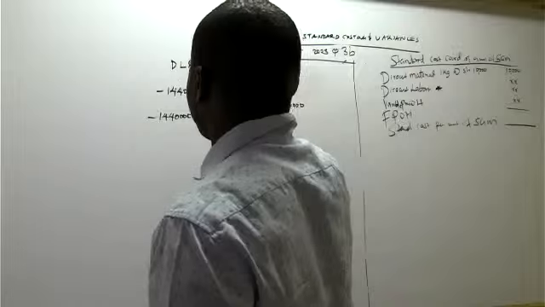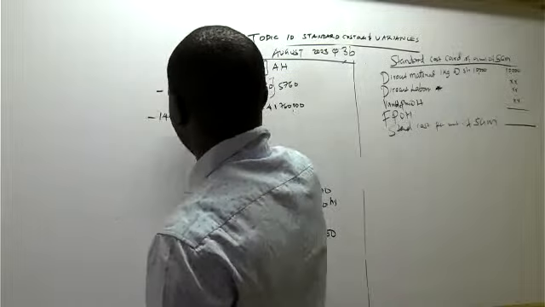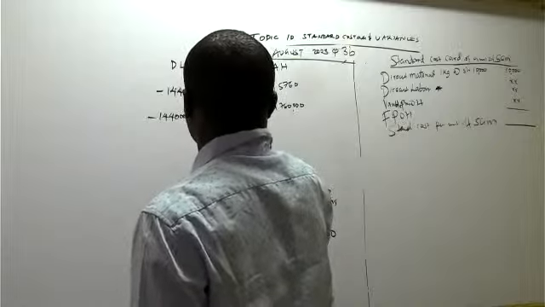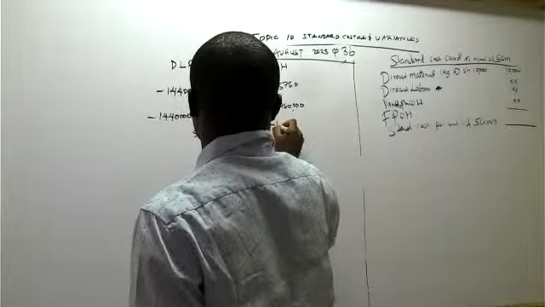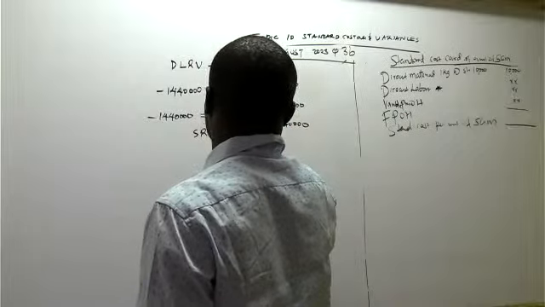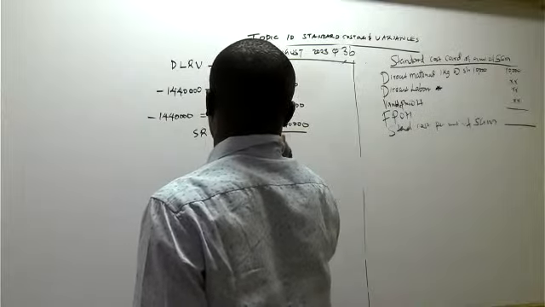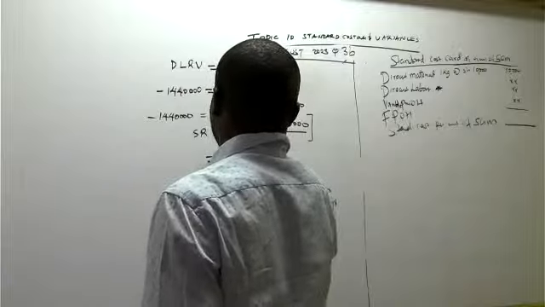41,760,000. How do I get SR? Standard rate. Standard rate is equivalent to, bring this the other side, so we have 41,760,000 minus 1440,000. The whole of that we divide by 5760. If that is done, what is the standard rate?